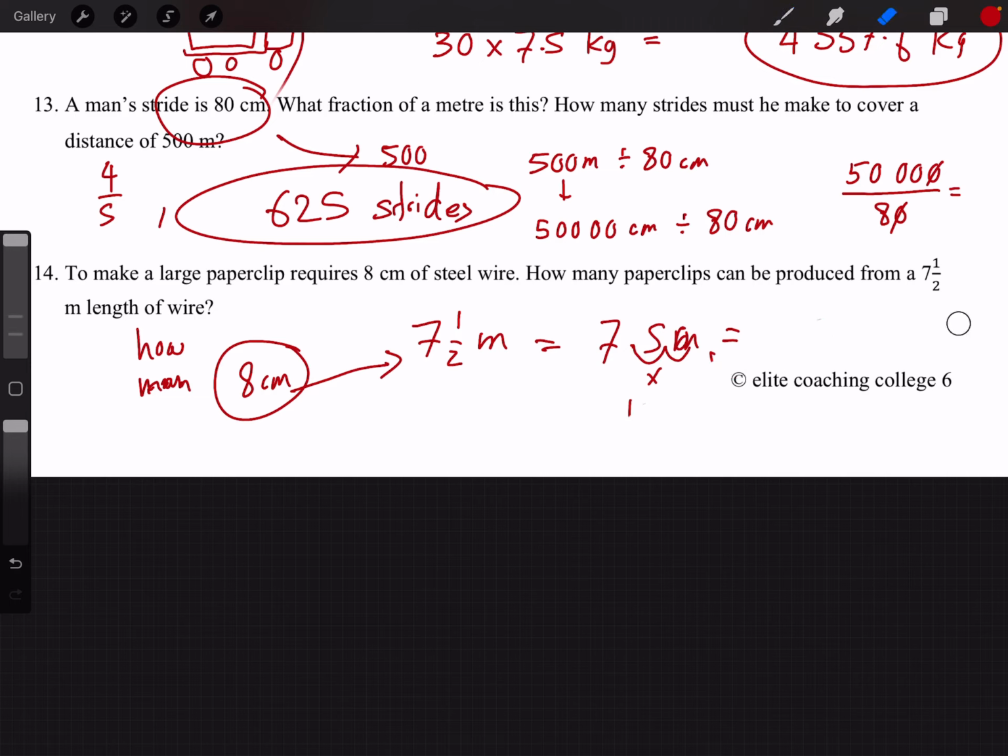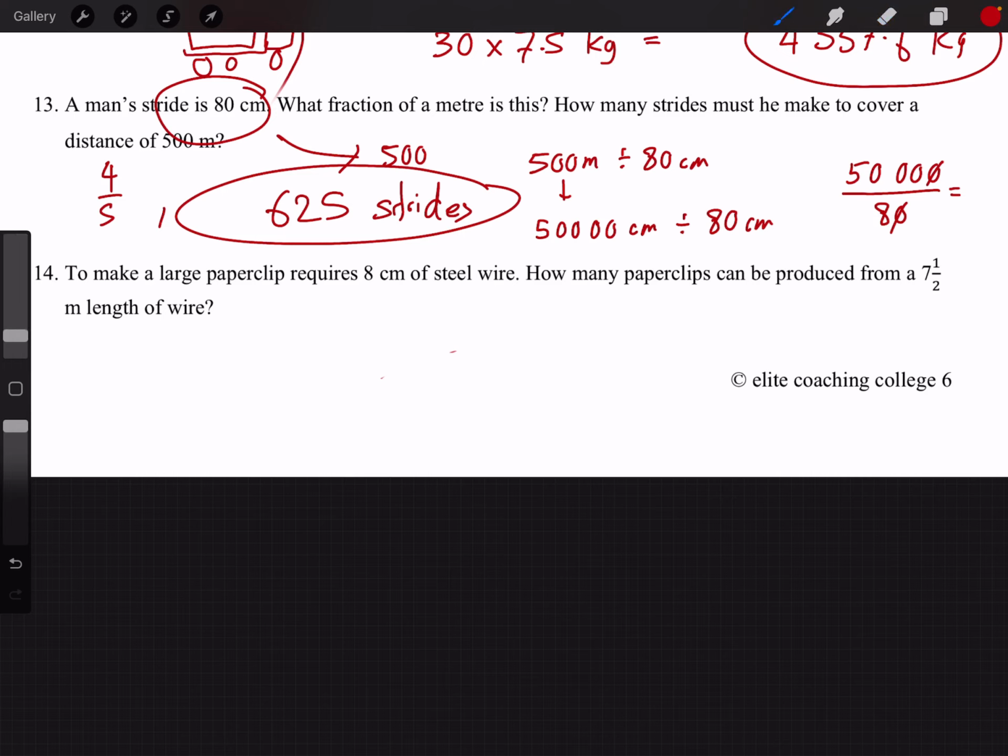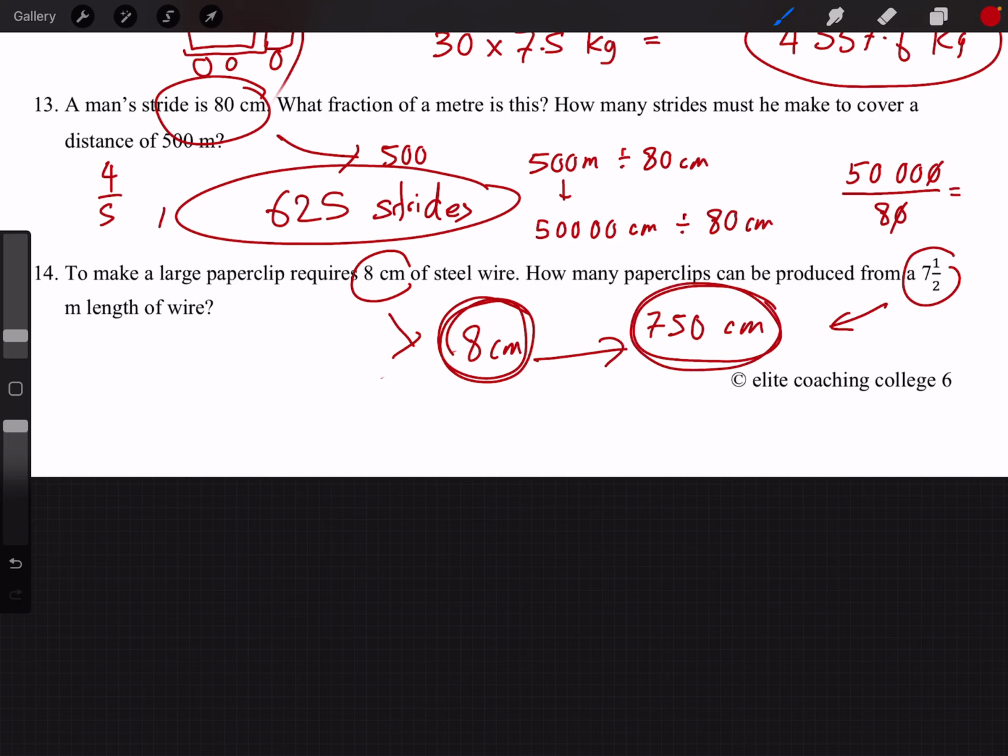So what I'm trying to say is this 7.5 meters is the same as 750 centimeters. And this is 8 centimeters. So how many of these 8 centimeters fit into here? We can figure out how many paper clips we can make. So you do 750 divided by 8. You can work it out.